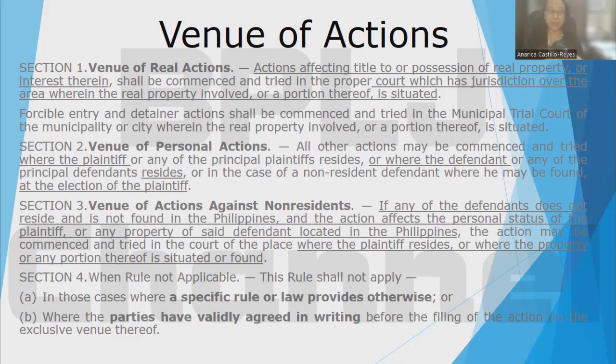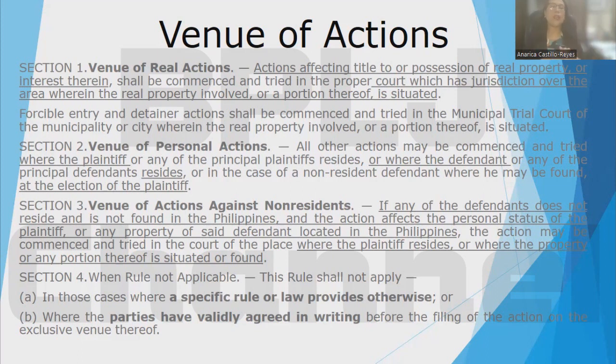Unlike jurisdiction. Jurisdiction over the subject matter, as I have repeatedly stated, cannot be waived. Okay? It can be raised at any stage of the proceedings, even on appeal. It cannot be stipulated upon by the parties. Why? Because jurisdiction is conferred by law.